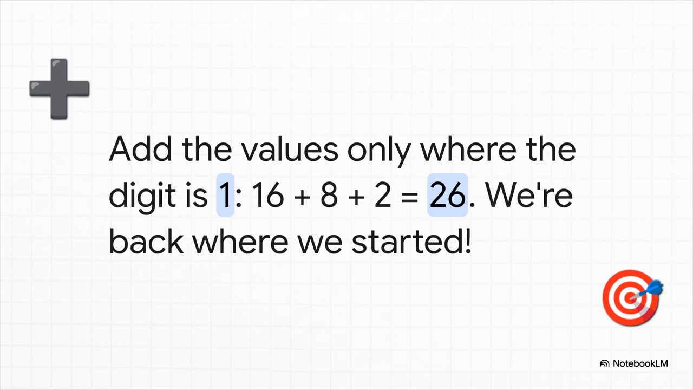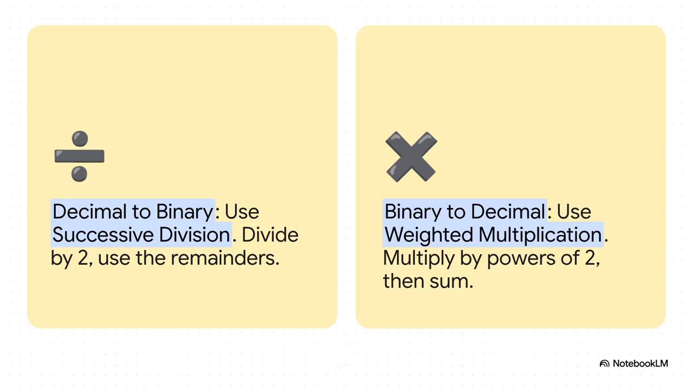Okay, now for the easy part. We just look for the ones. We have a 1 in the 16's place, a 1 in the 8's place, and a 1 in the 2's place. The others are zeros, so we ignore them. So what's 16 plus 8 plus 2? It's 26. We are right back where we started. It works perfectly. And there you have it, the two sides of the same coin.